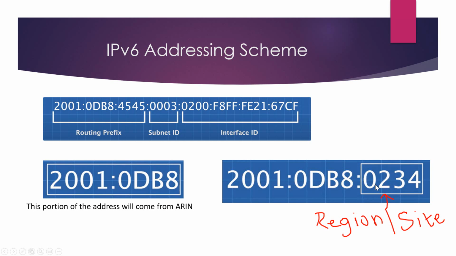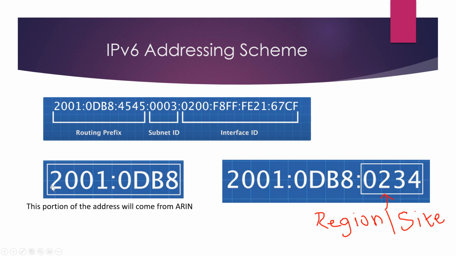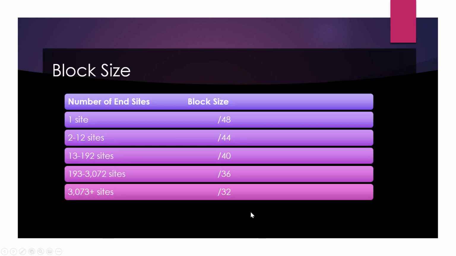Let me go to the block sizes so you will understand it further. If you are a big, large institution, you will be provided with a /32 address. /32 means each block is 16, so 16 times 2 is 32. So you will end up with only these 2, and you have to make up everything else from there. And if you have this many sites, the next level is /36, and the next level is /40, /44, and /48. If you have one single site, you will be provided with a /48.